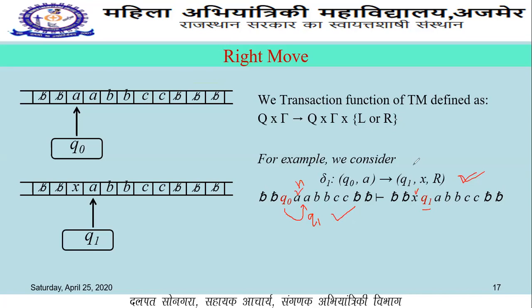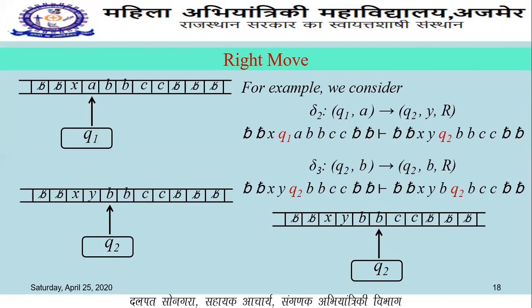Now we take another example for this right move. Like this, we have this delta 2 and we perform this delta 2 at this ID, that is instantaneous description. So we are at state q1 and we are reading A. According to this transition function, we change our state from q1 to q2 and we overwrite this A by Y and move on the right hand side.